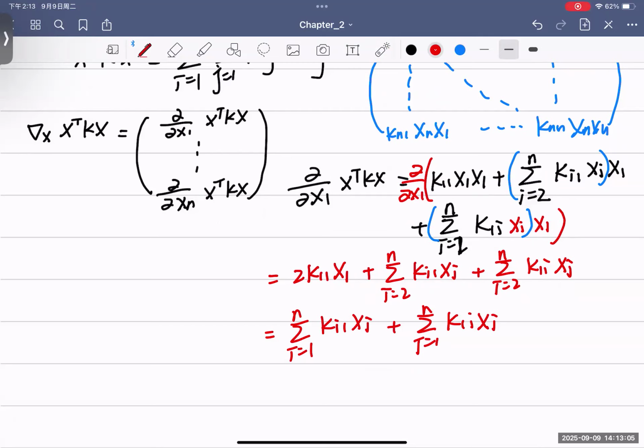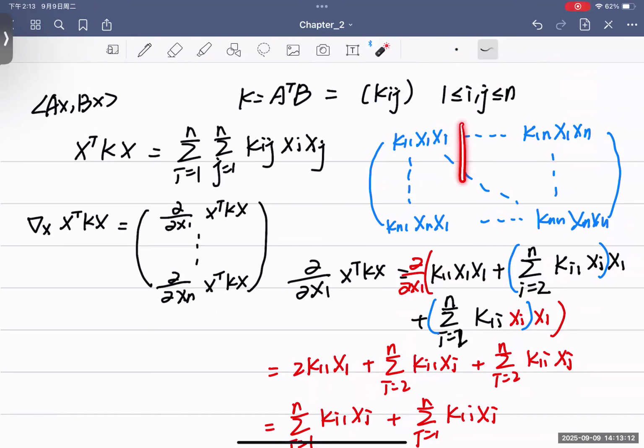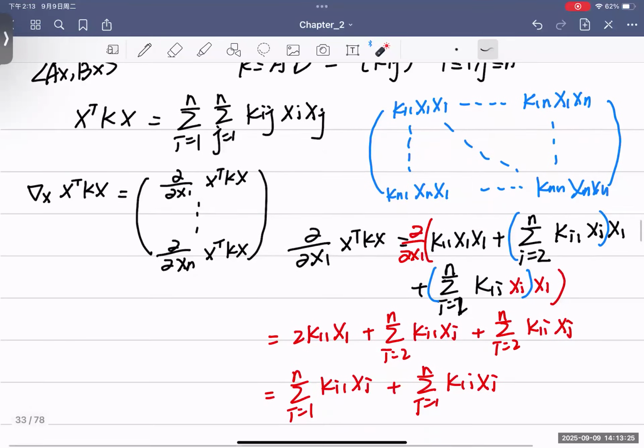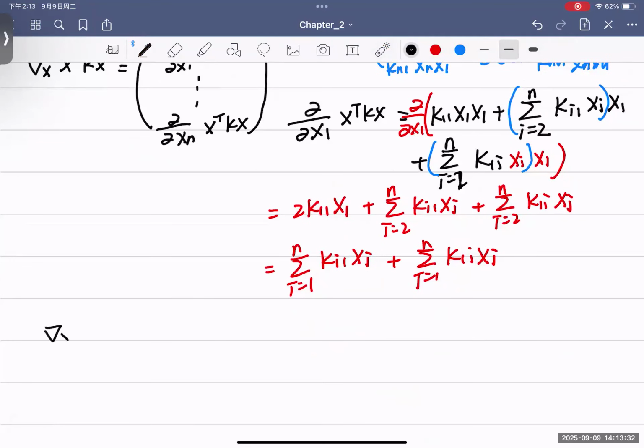And then, so we just obtain the first value. So you can try for the x2, we just consider the second row, second column. And for x3, we just consider the third column and the third row. So on and so forth. The last one is the last column and last row. Therefore, we can find a phenomenon is that this nabla x transpose kx will equal to our first element.